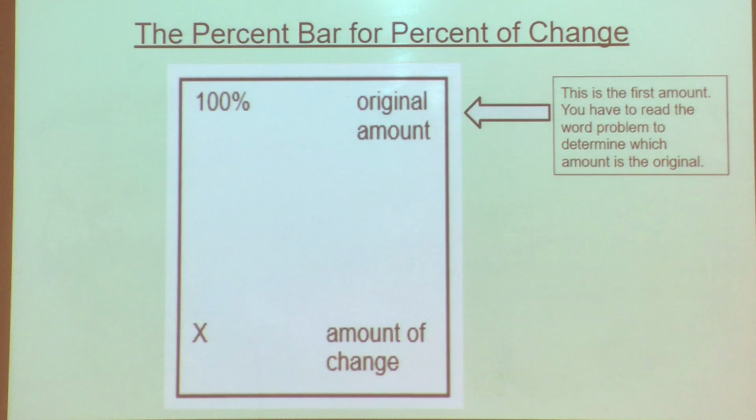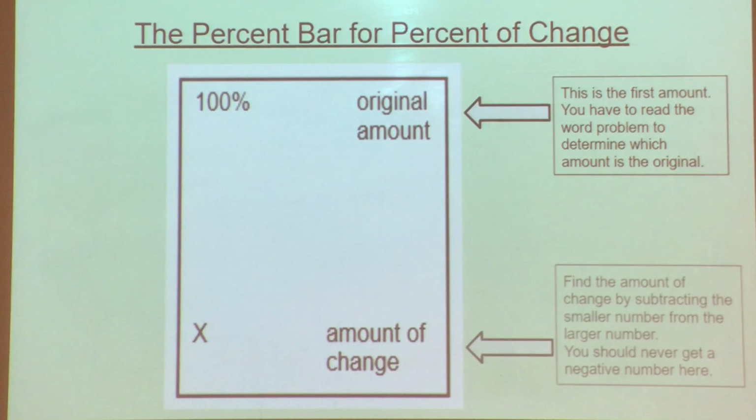When you look at the original, this is going to be the first amount. You have to read the word problem to determine which amount is the original. So it's going to be the amount that comes first. And also the amount of change needs to be calculated. You find the amount of change by subtracting the smaller number from the larger number.